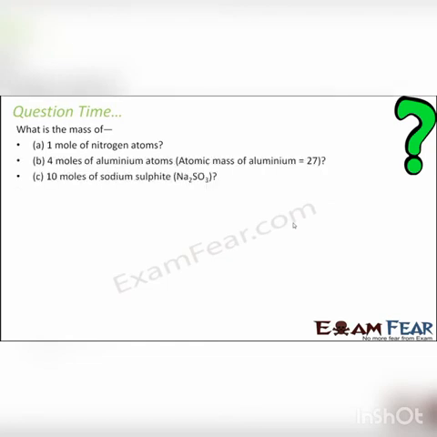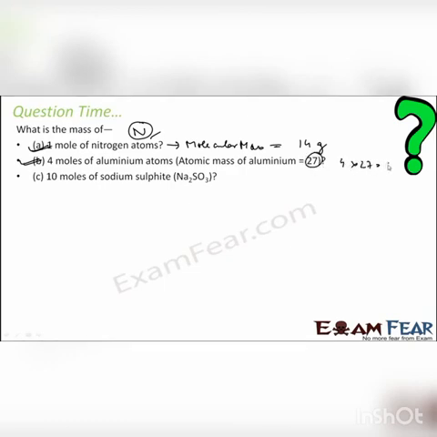So here again we have to find the mass of these quantities. The first is the mass of 1 mole of nitrogen atoms. That is N, so that will be 14 gram. That's all. Second is 4 moles of aluminum atom, so each mole is 27 grams, so 4 into 27, that is 108 grams, because it's aluminum atom.